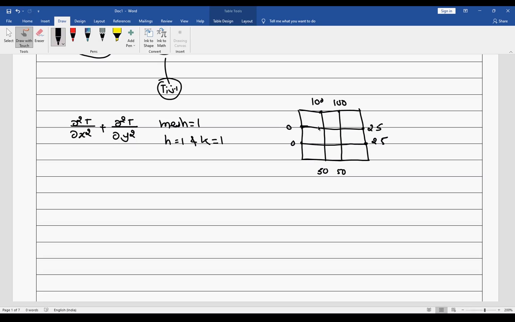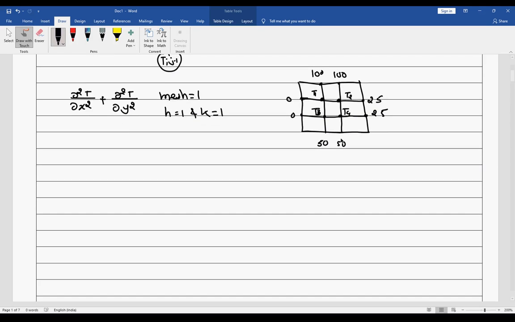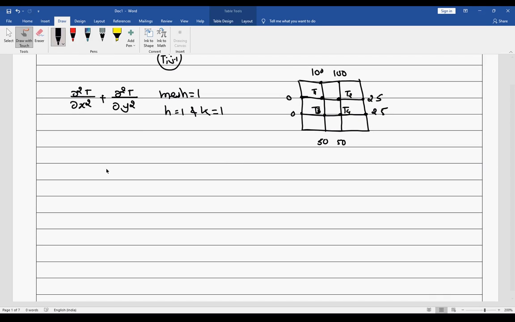Here in this case the unknown temperatures we are supposed to find. At this location the temperature is T1, at this location T2, at this location T3, and at this location the temperature is T4. You could label it any way you like. There is no sequence to label this. Now what we are going to do here is set up an equation for T1, T2, T3 and T4.